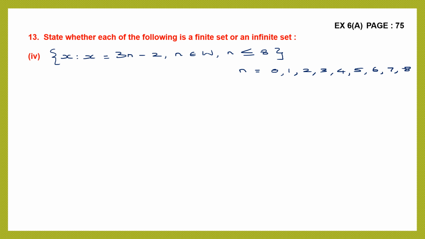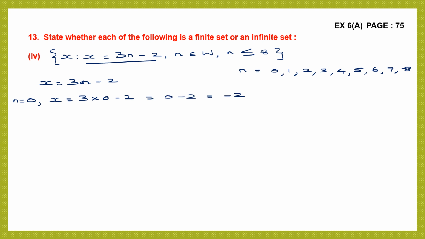So now we have to find the value of x, and here it says x is equal to 3n minus 2. So we're going to do this. x is equal to 3n minus 2. Let's keep that here, 3n minus 2. Now we're going to start taking the values of n. When n is equal to 0, x is equal to 3n, meaning 3 into 0 minus 2. That is, 3 into 0 is 0, minus 2, which is minus 2. So we have found the first one, minus 2.